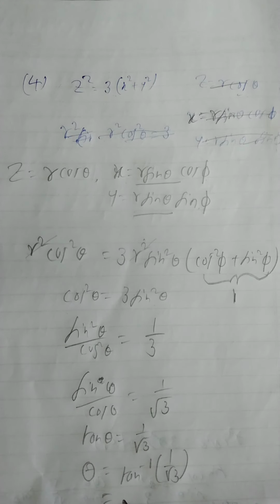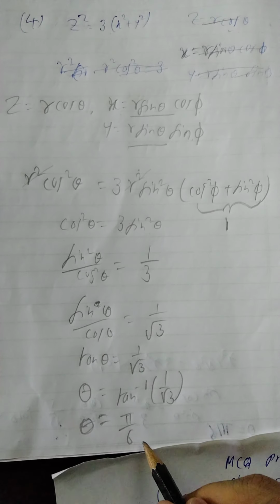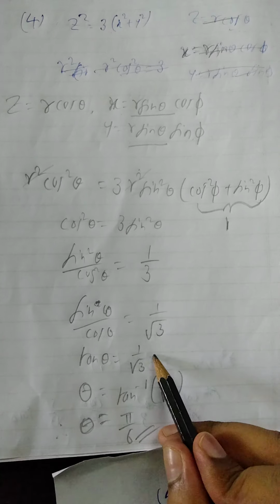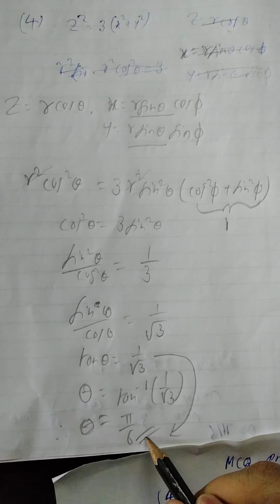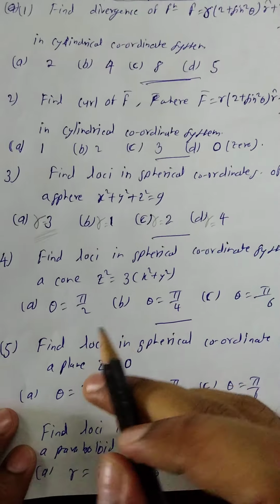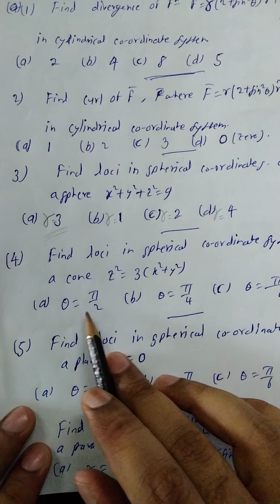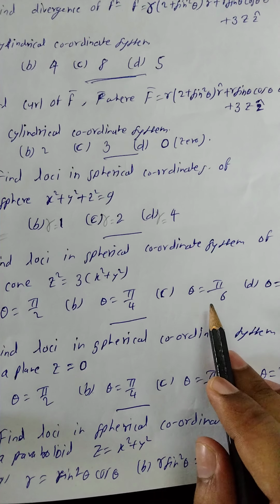If you look at the table of sin and cos, you will find that for theta value pi by 6, tan theta is equal to 1 by root 3. So our answer is theta equal to pi by 6. So where is the answer? Here is the 4th question. Theta pi by 2, theta pi by 4 and theta pi by 6. This is our answer.